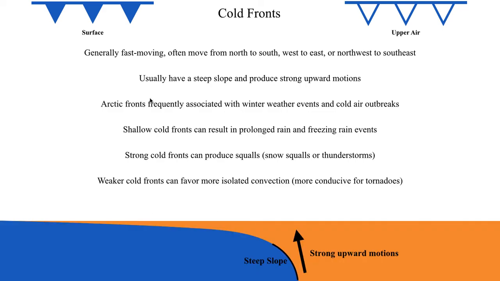And this is the cross-section that I was talking about. So again, I said that cold fronts typically have a very steep slope and they produce strong upward motions. This is what I mean by a steep slope. This interface between the warm air and the cold air, that interface is very steep. As you go up that interface, you're going up very rapidly. And this is typically what results in the strong upward motions, as this very steep layer of cold air displaces the warm air upward. It displaces it very rapidly and thus gives you very strong upward motions.